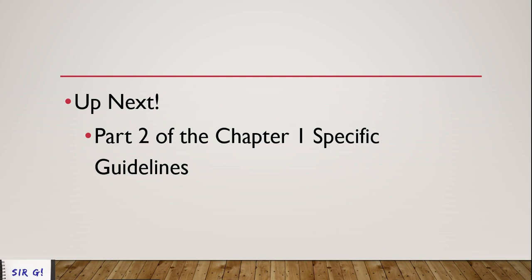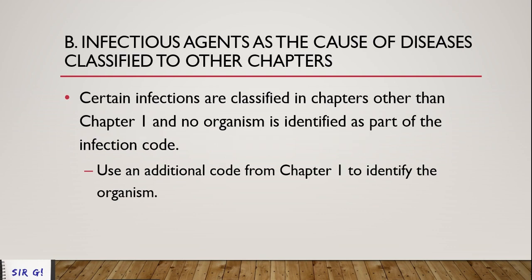Okay, so in part 1 I discussed HIV, or human immunodeficiency virus, and in part 2 of chapter 1 specific guidelines I will be discussing the infectious agent as the cause of diseases classified to other chapters. So in this part, you are going to see the code for the coronavirus. Okay, so let's start. I'll discuss part 2 of the chapter 1 specific coding guidelines.